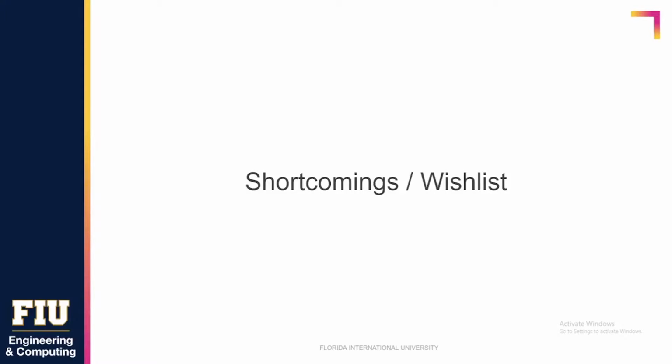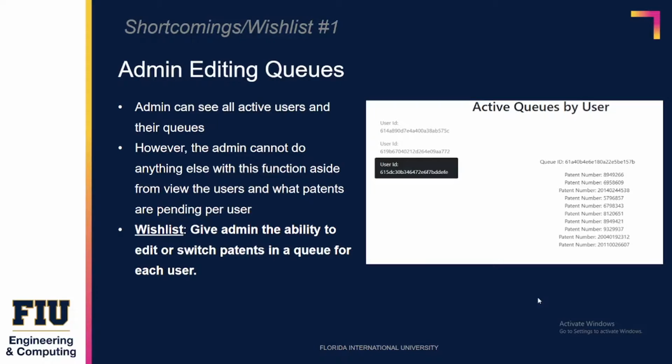So now we have shortcomings and wish lists for Patentify. Currently, the first shortcoming that we have is that the admins do not really have any ability to edit any sort of queues that each user has. So admins can see those active queues per user.